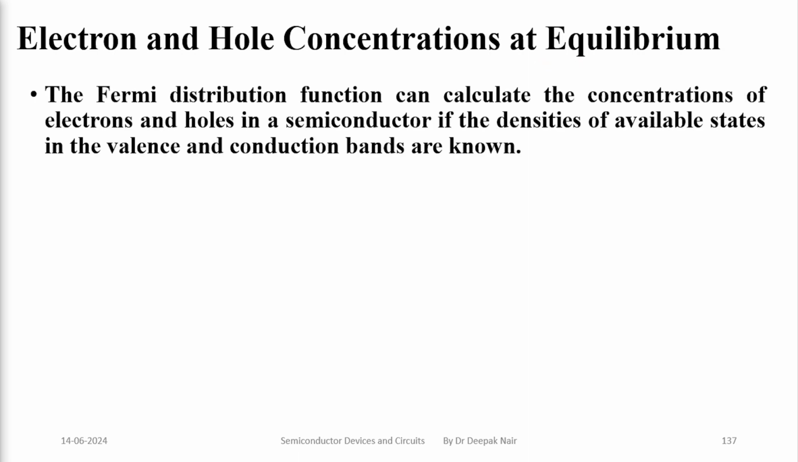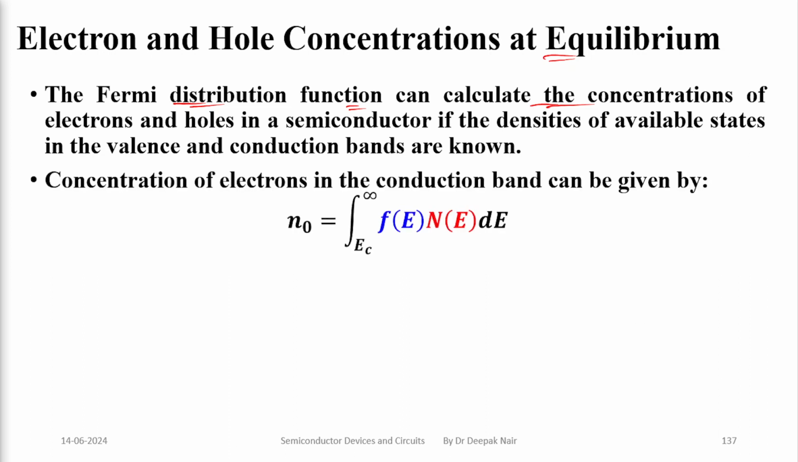So what will happen to the holes and electrons when the semiconductor is at equilibrium? From the Fermi Dirac distribution function, we can calculate the concentration of electrons and holes in a semiconductor, provided we know the densities of available states. So that means the density of holes or electrons. If we know the density of holes or electrons in the valence and conduction band, then we can easily find the probability of the Fermi Dirac distribution.